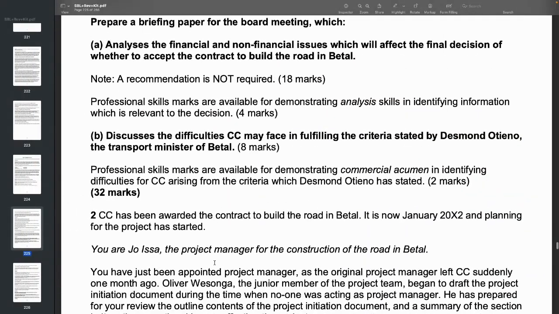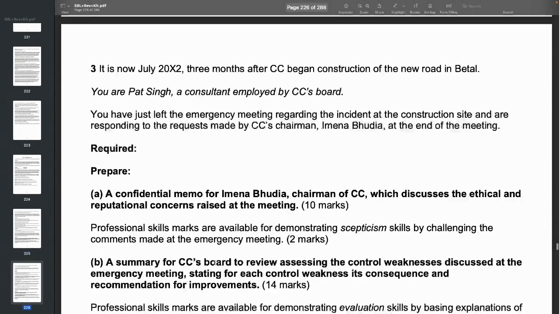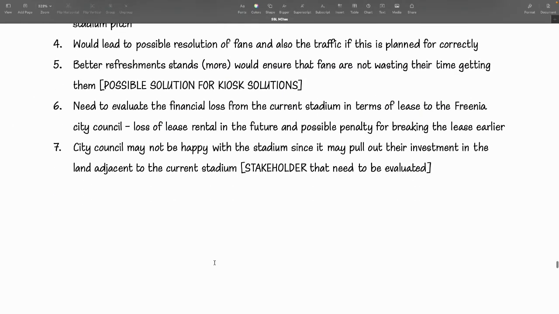I think the CC case study is quite important because you may also get, guess what, a project initiation document related to the stadium contract, and you might have to think about that one. So a PID for the stadium building contract, very possible. What do you need to include inside?